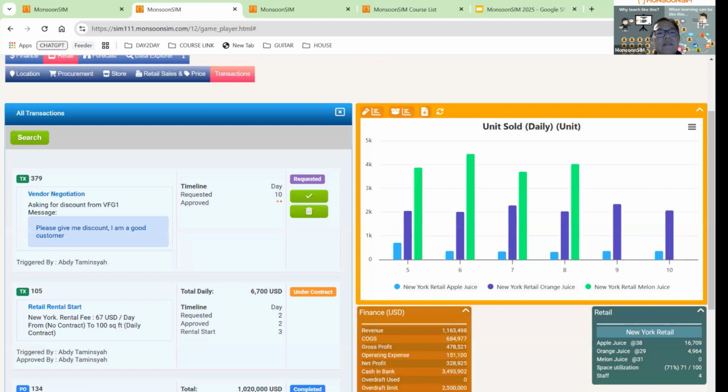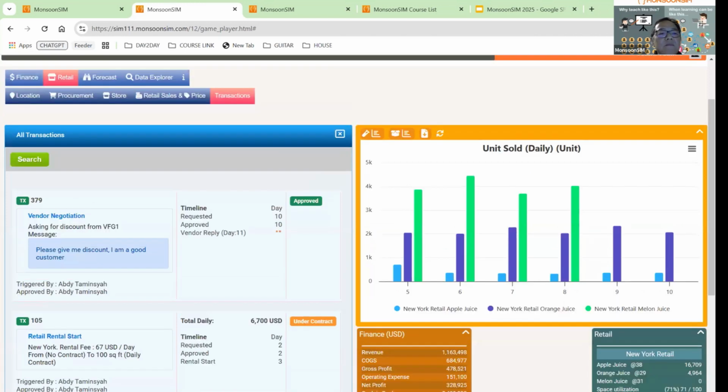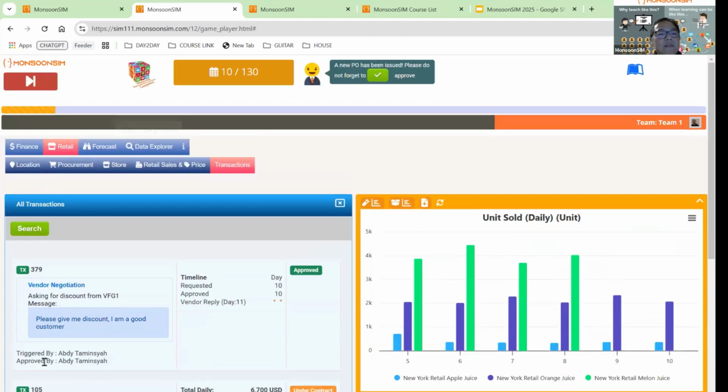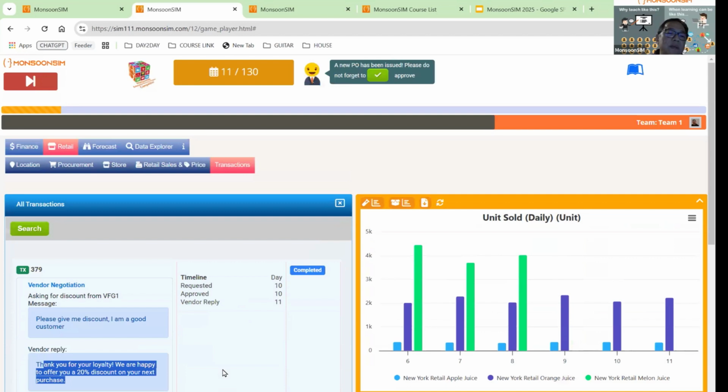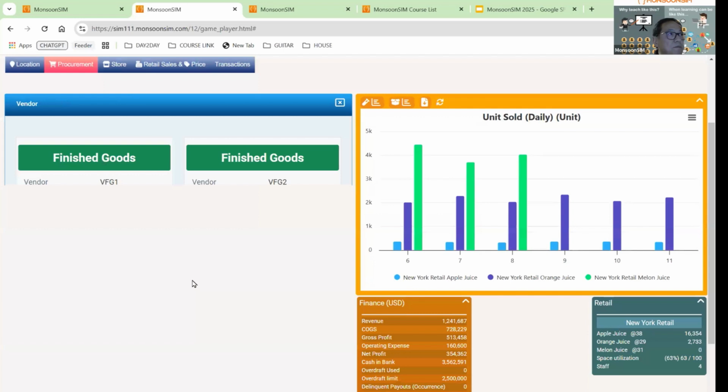You approve. Let's see what the next day is, and let's click one day. Okay, so the vendor says, thank you for your loyalty. We're happy to offer you 20% discount for your next purchase. Okay, so that means now if you go to the same vendor, you have got 20% for the next purchase.